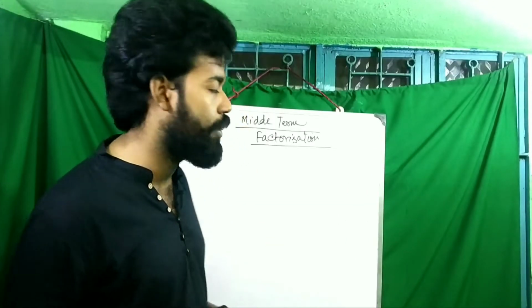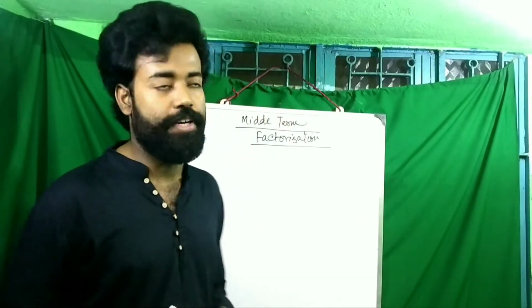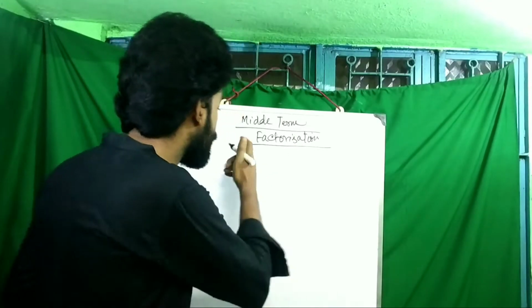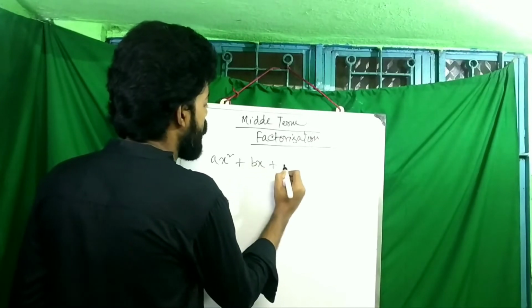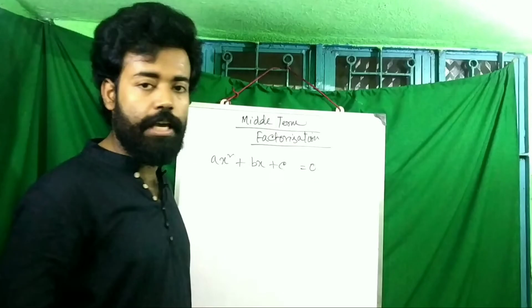Now, what are quadratic equations? Those equations which have highest power of x to be 2. Those equations are called quadratic equation. Now I will write the general form of quadratic equation. So see this one: ax square plus bx plus c equal to 0. So this is a quadratic equation.